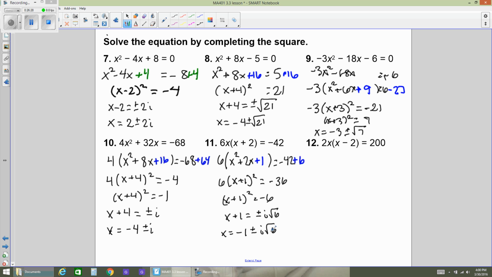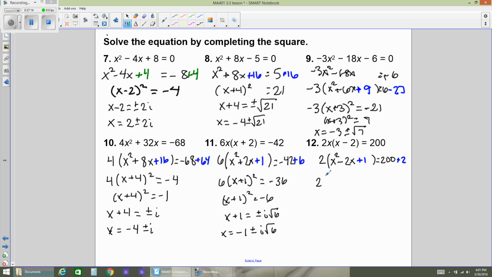Okay, let's use the same technique on number 12 because we want that 2 on the outside. So just distribute the x back in. I've got 2 times the quantity of x squared minus 2x. Leave some space. It equals 200. All right. Half of negative 2 is negative 1. Negative 1 squared is 1. And what do I add over here? I add 2, because 2 times 1 is 2.